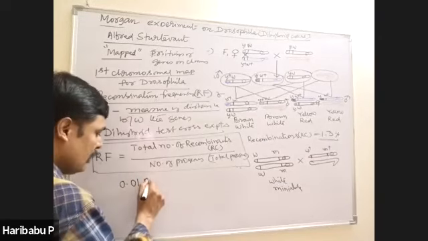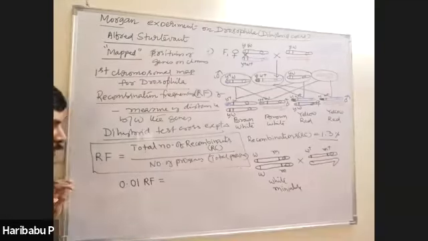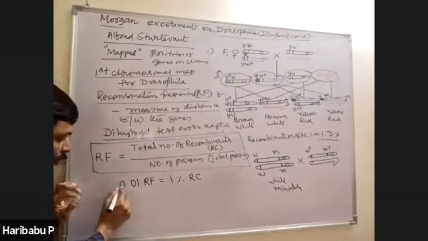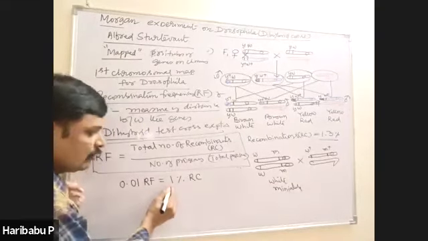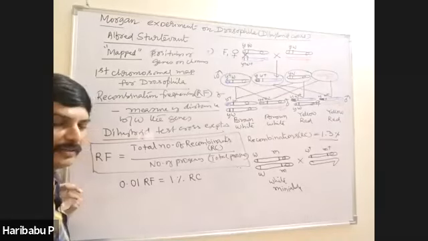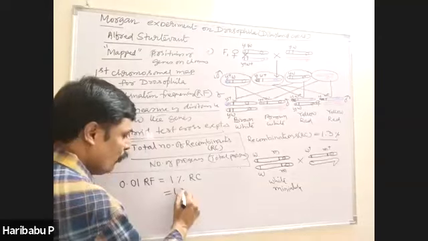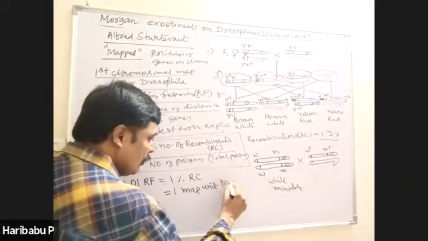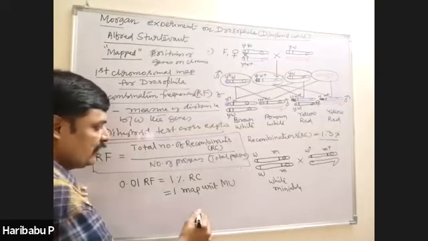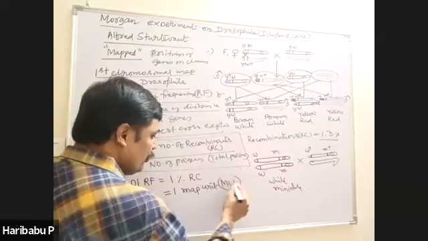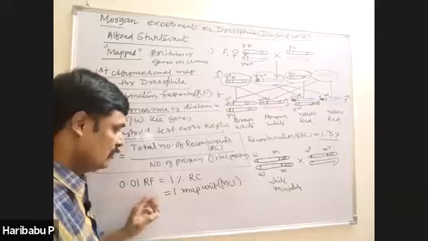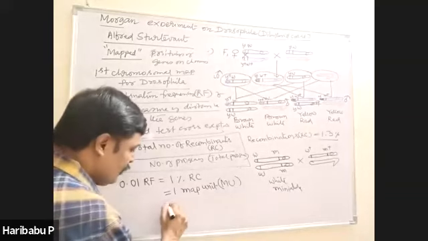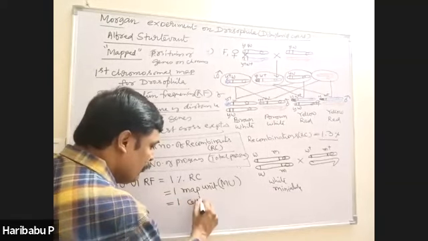0.01 recombination frequency is equal to 1% recombination. Very important. That is equal to 1 map unit. So recombination frequency, nothing but the distance between the two genes, is measured by units called map units. 1% recombination is equal to 1 map unit, that is equal to 1 centimorgan.